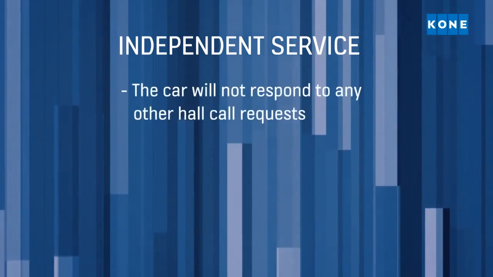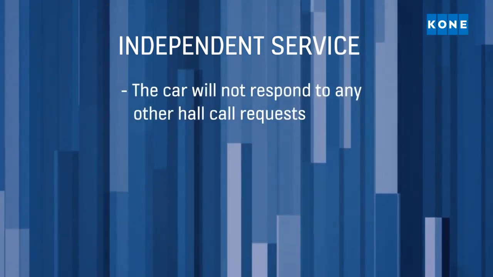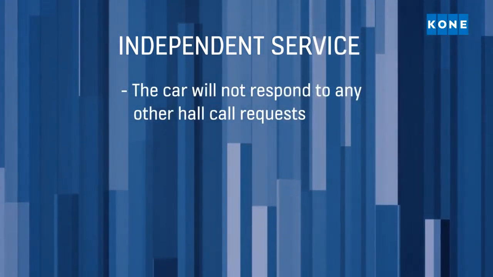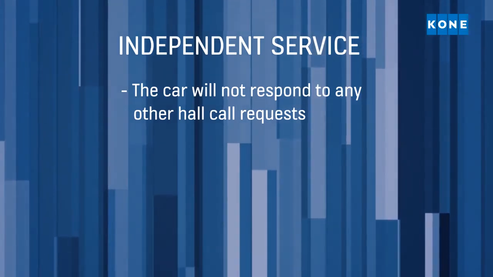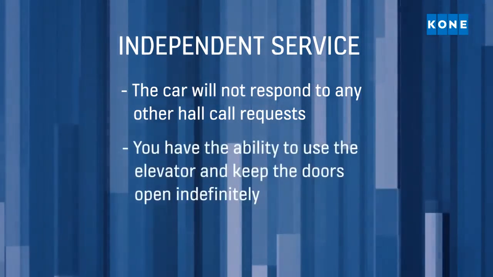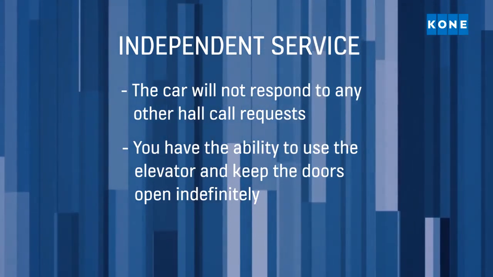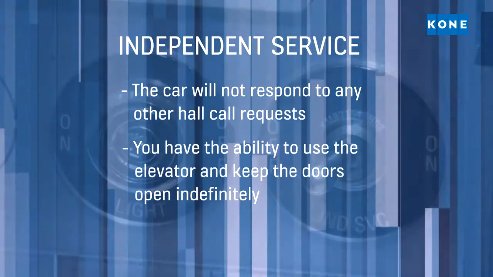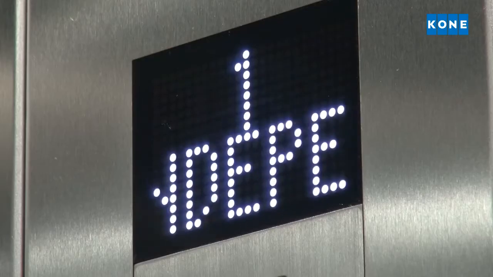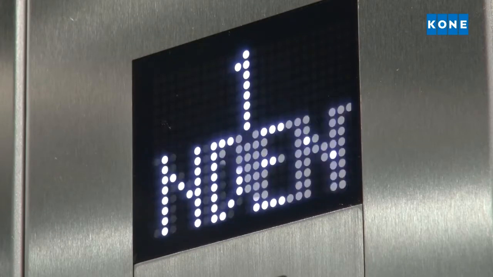When independent service is activated, the car will not respond to any other hall call requests from end users. With the independent service key switch, you have the ability to use the elevator in a controlled environment, keeping the doors open indefinitely. Once activated, the car operating panel will illuminate a message showing Independent Service, indicating this function has been activated.